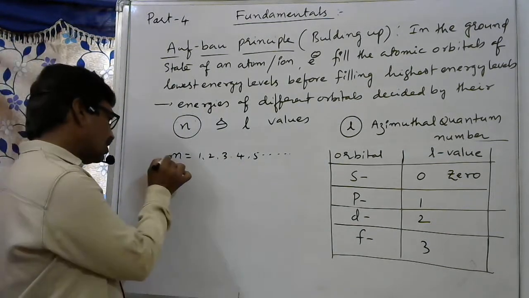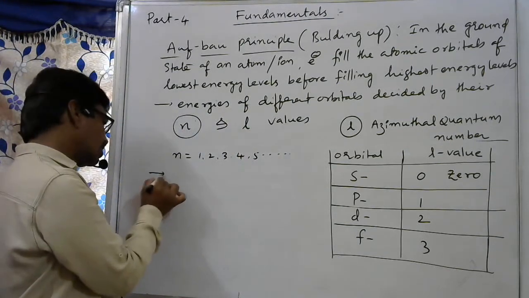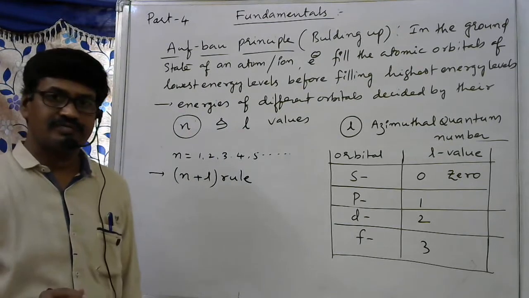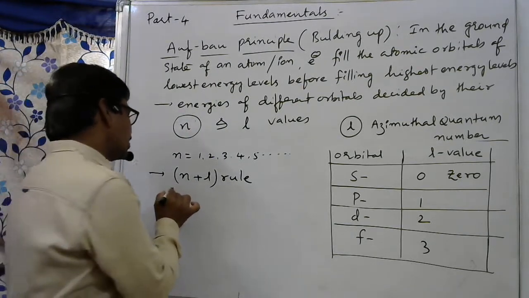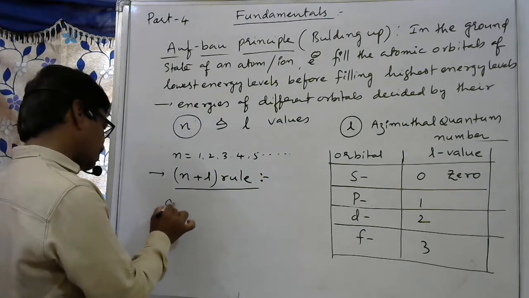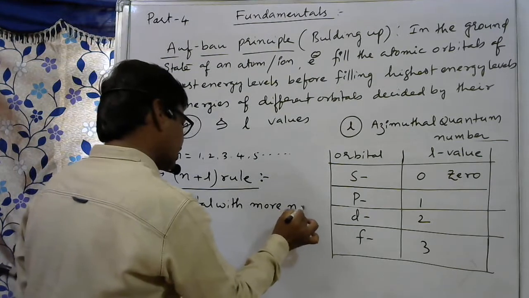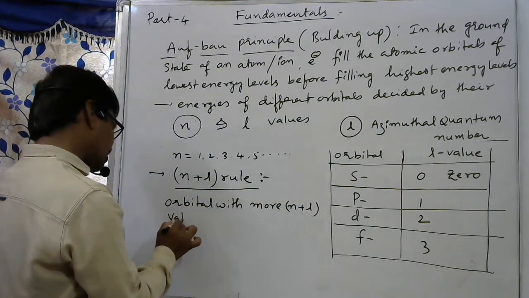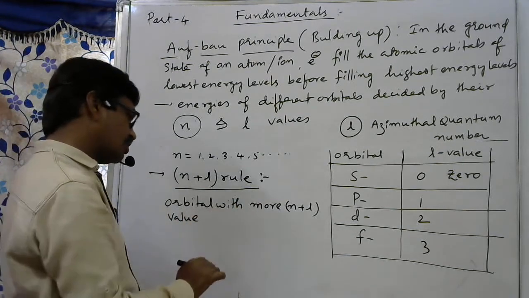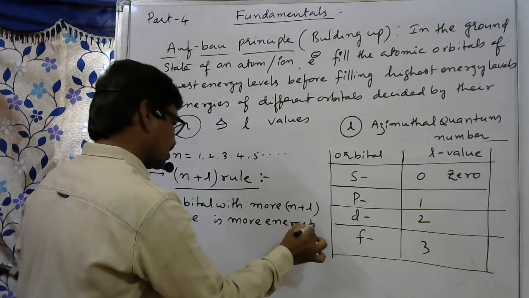If you know the n value and L value, the energies of different orbitals are decided by one more rule, the n plus L rule. This is a sub rule of the Aufbau principle. As per this rule, the orbital with more n plus L value is more energetic.